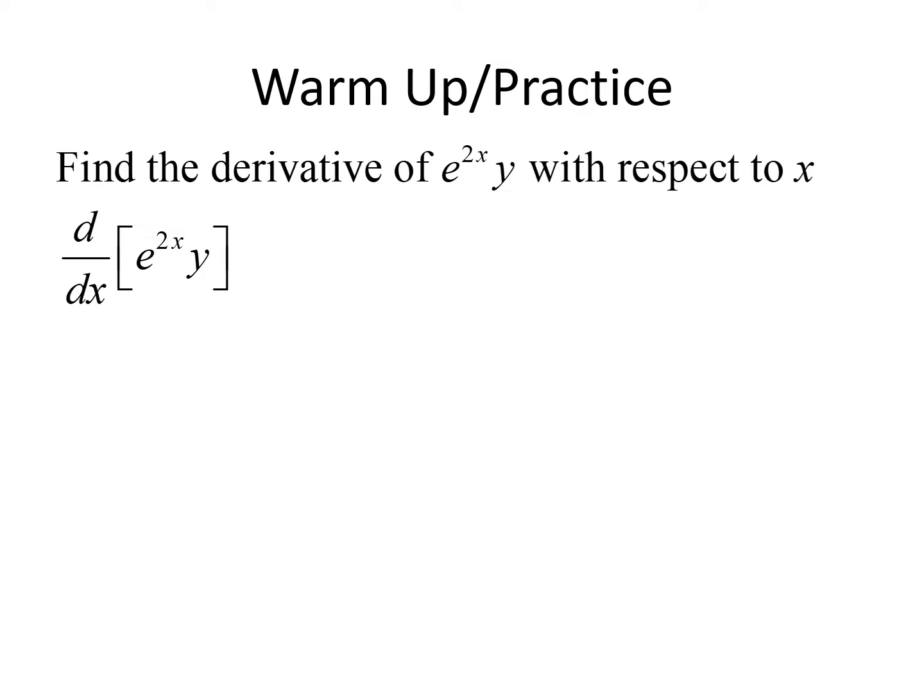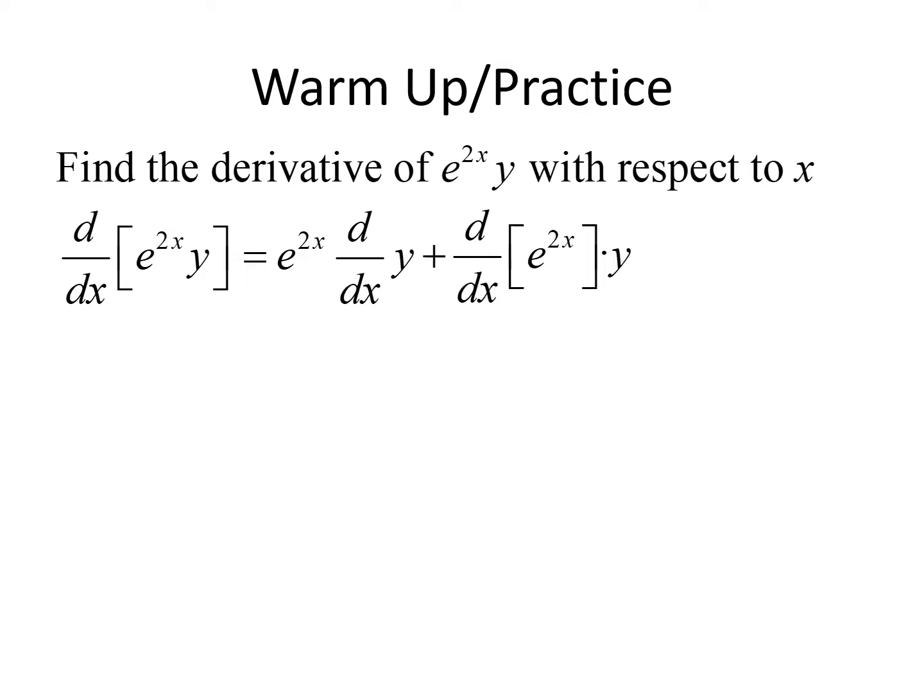So let's find the derivative of e to the 2x times y with respect to x. Pause the video, take a moment, see if you can find this derivative. To take this derivative, we're going to use the product rule. The product rule says we can take the first, e to the 2x, times the derivative of the second, so that'll be the derivative of y, plus the second, so that's y, times the derivative of the first, so the derivative of e to the 2x.